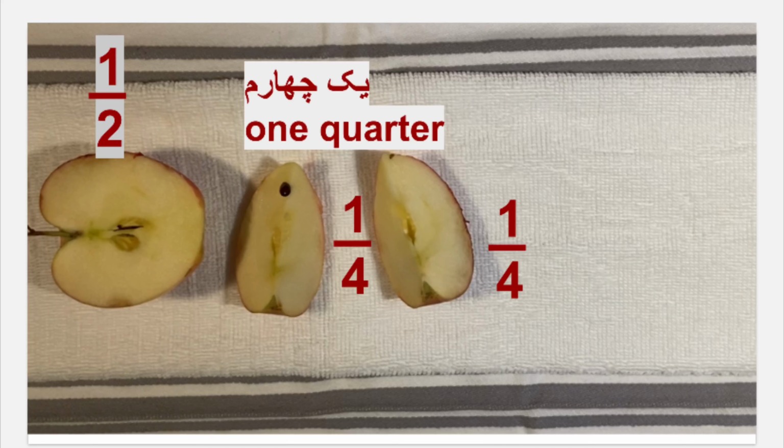And we show that quarter of the apple as 1/4. You see, the number 1/4 means a quarter. Here 1/4 means we divided the apple into 4 parts, and the 1 on top of the line means we have taken 1 part from those 4 equal parts.